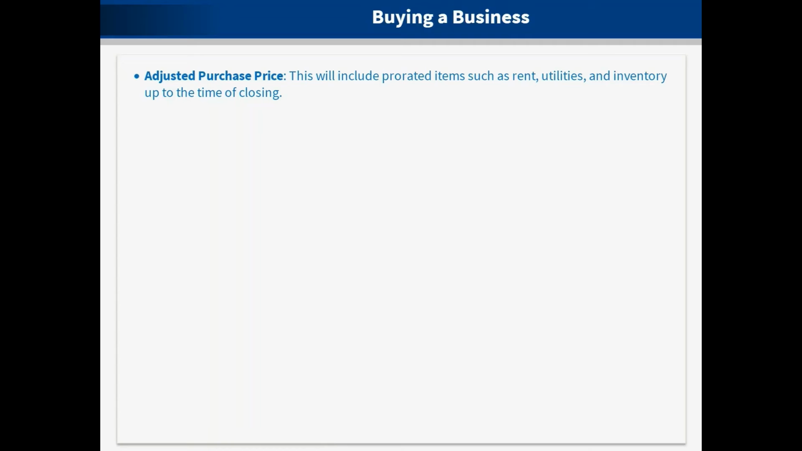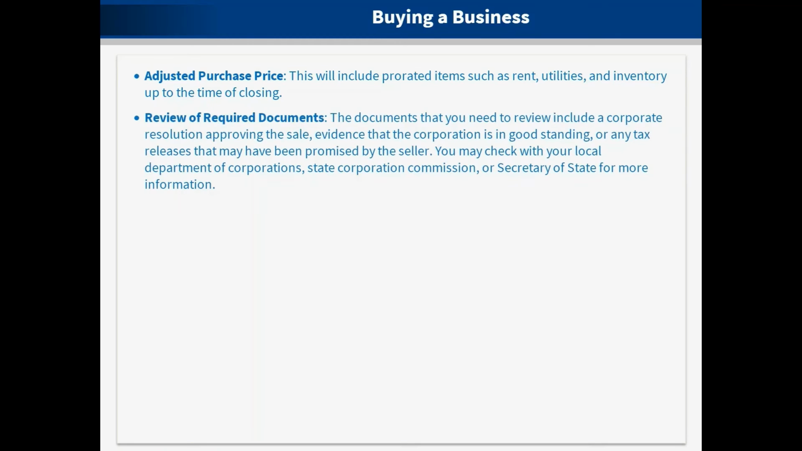Adjusted purchase price. This will include prorated items such as rent, utilities, and inventory up to the time of closing. Review of required documents. The documents that you need to review include a corporate resolution approving the sale, evidence that the corporation is in good standing, or any tax releases that may have been promised by the seller. You may check with your local Department of Corporations, State Corporation Commission, or Secretary of State for more information.